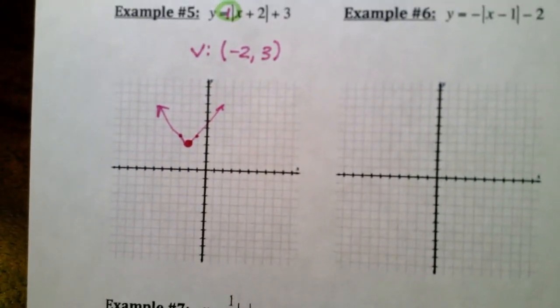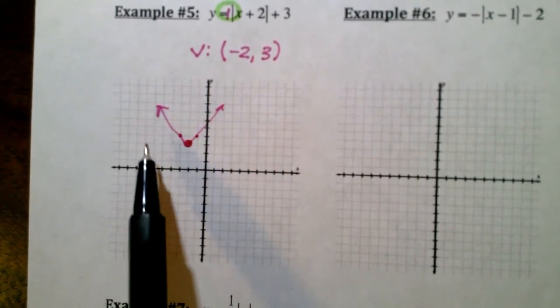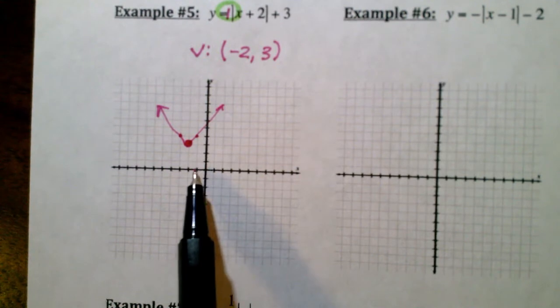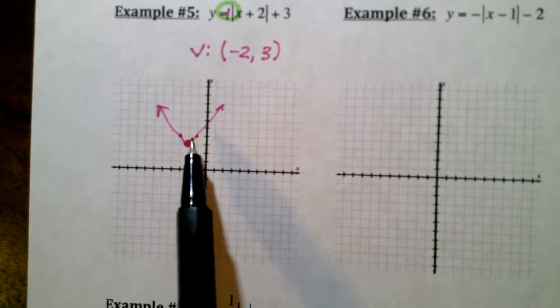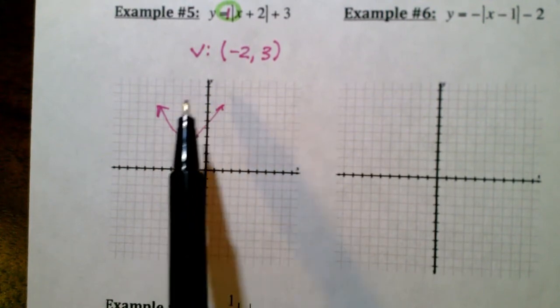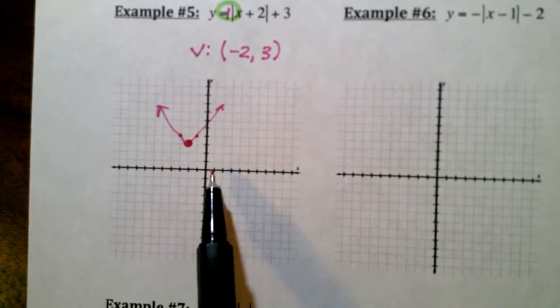Now, I just want to talk verbally real quickly. If I were to describe what happened here, my graph shifted left 2 and up 3. Left 2, up 3. This graph, the home graph, should be at 0, 0.